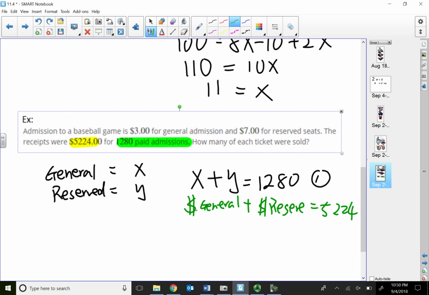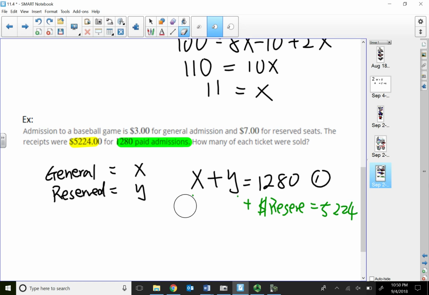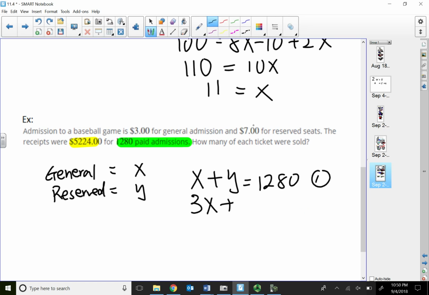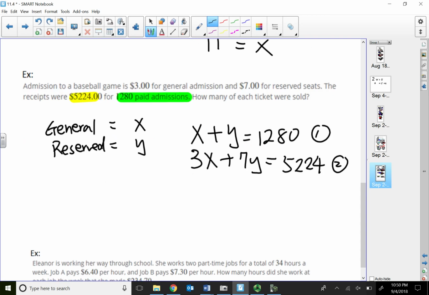Okay, so how do I figure the money from the general admission? Well, I know every ticket for general admission is $3. So $3 a ticket times x number of them, plus the money for the reserved. How much money did I get from the reserved? Well, each reserved seat is $7 a seat times y number of those seats I'm selling, and the money from the general admission plus the reserved is equal to 52.24. Okay, that's how we set up the second equation. So that's a cost and amount.